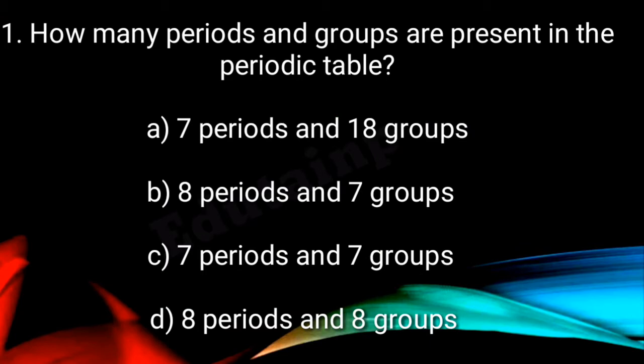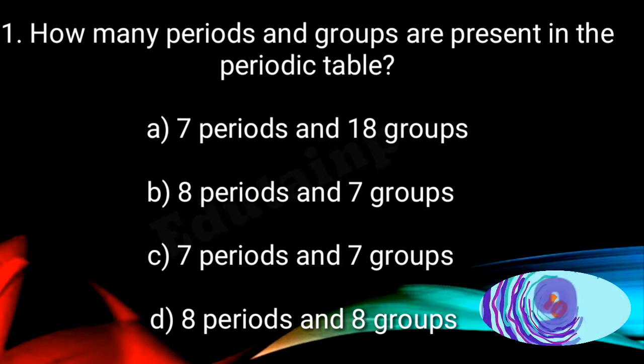How many periods and groups are present in the periodic table? Option A: 7 periods and 18 groups. Option B: 8 periods and 7 groups. Option C: 7 periods and 7 groups. Option D: 8 periods and 8 groups.